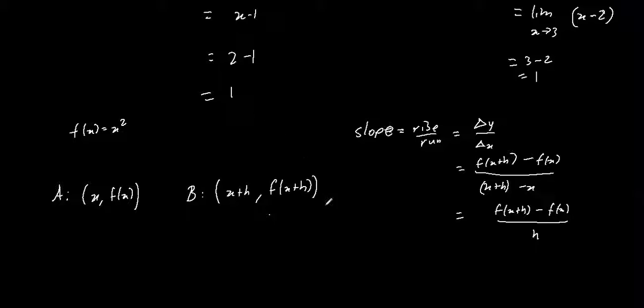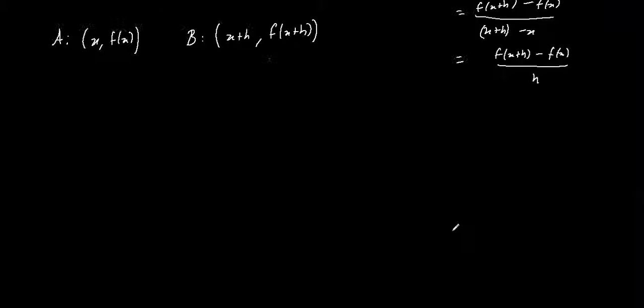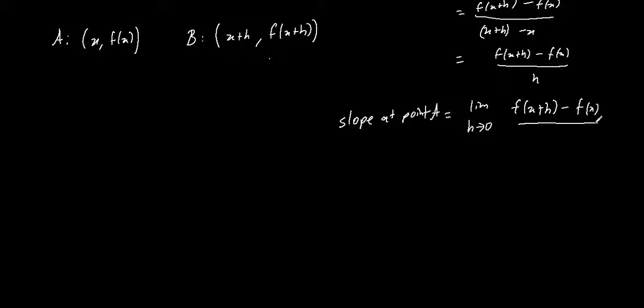So the slope at point A equals the limit as h approaches 0, not x, sorry, h approaches 0, of f of x plus h minus f of x, all over h. Now if I sub in h equals 0, then I'm just dividing by 0. Remember, that's not allowed, right? And so this is how we alter things so that we can evaluate it, okay?